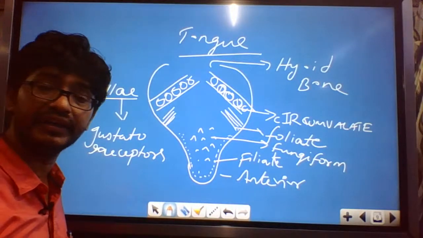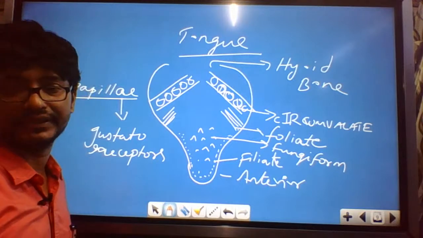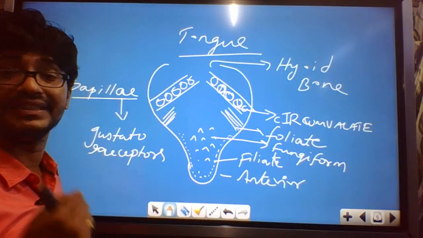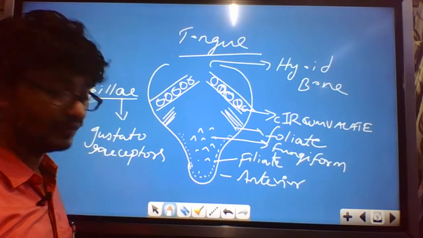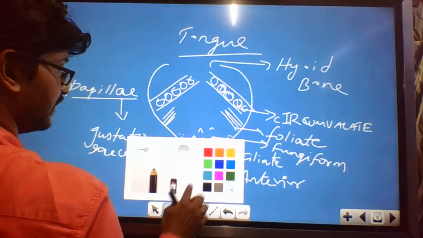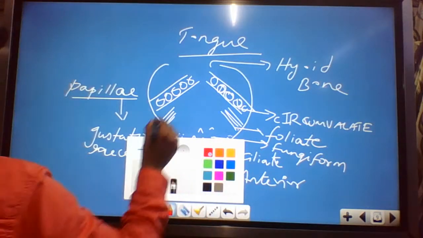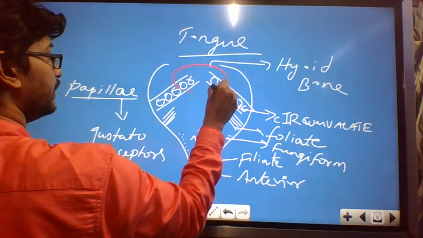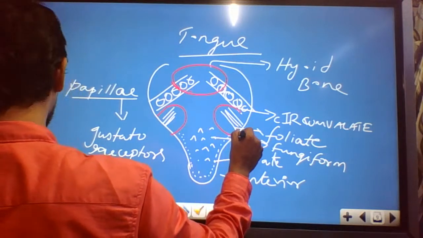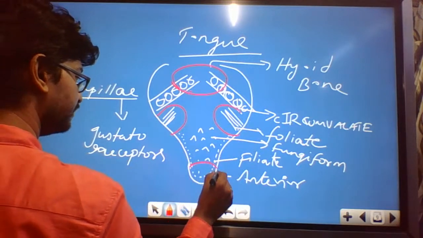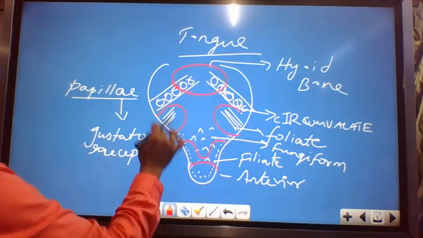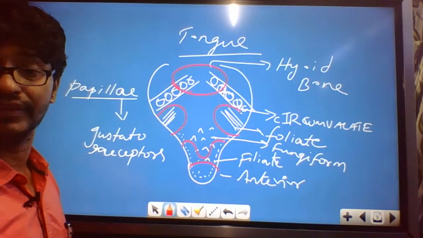Why are these papillae there? They have the gustatoreceptors. These gustatoreceptors help us identify what type of taste the food we eat has. If you ask how to identify the taste, you take this area, then this area, then this, and this complete area. These are four important areas in the tongue where you can identify different types of taste.